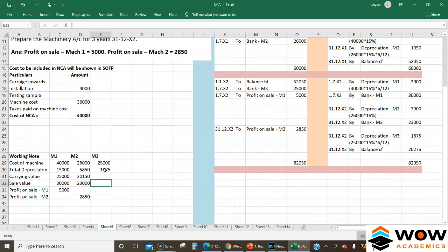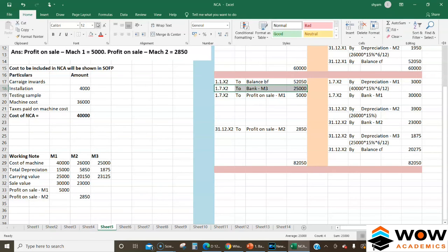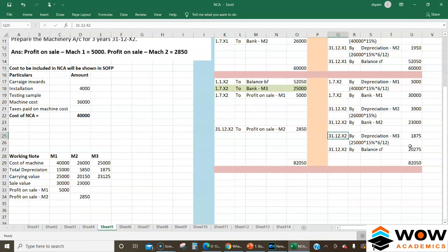So what is its carrying value? So carrying value is 23,125. See, machine 1 has been sold, machine 2 has been sold. Okay, profit has been accounted. So 1 and 2 are not at all in our books. The only thing that is still remaining in our books is this value, and the depreciation on that machine.